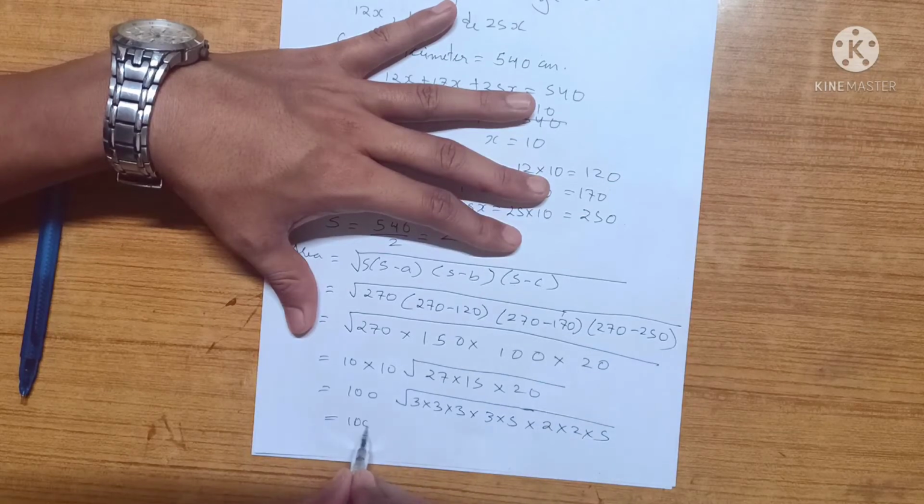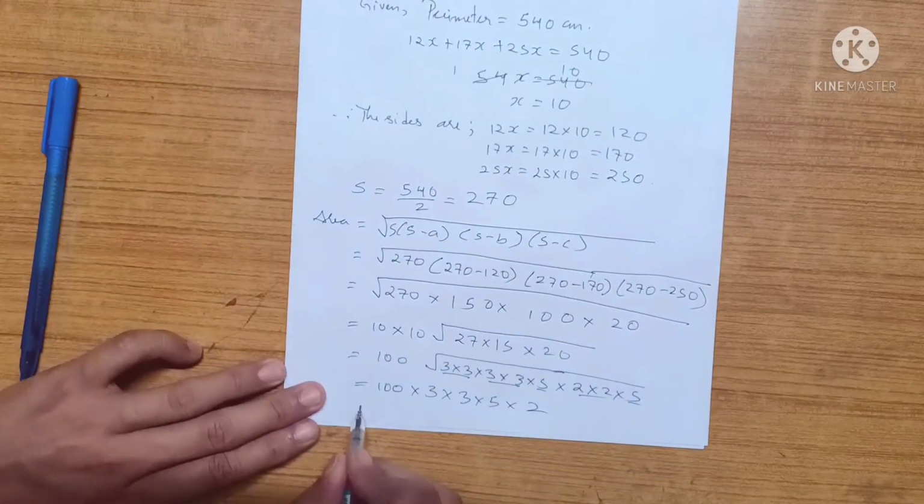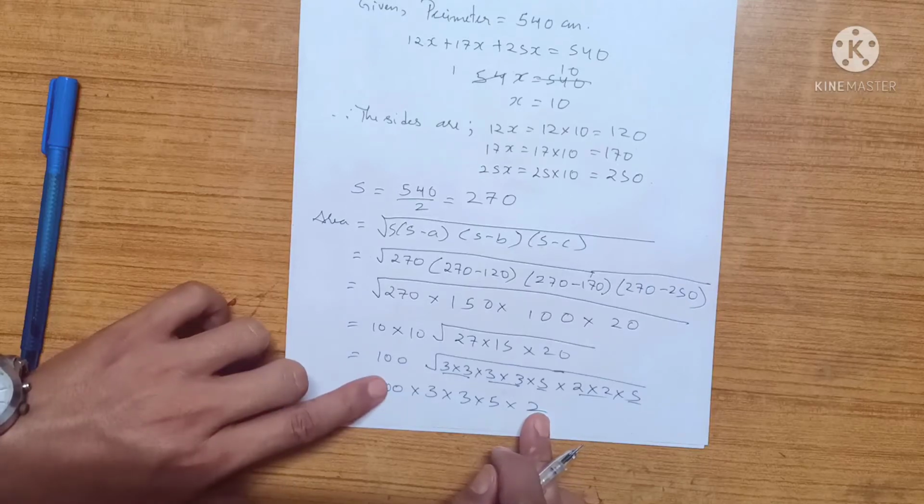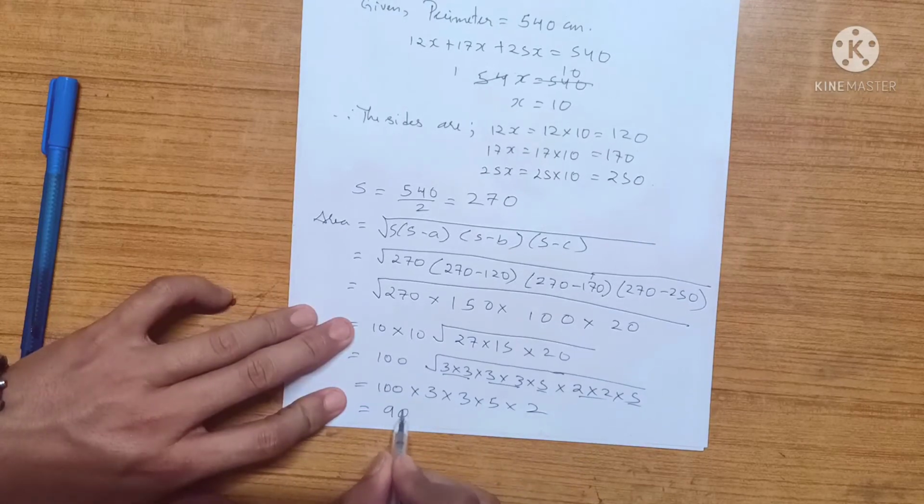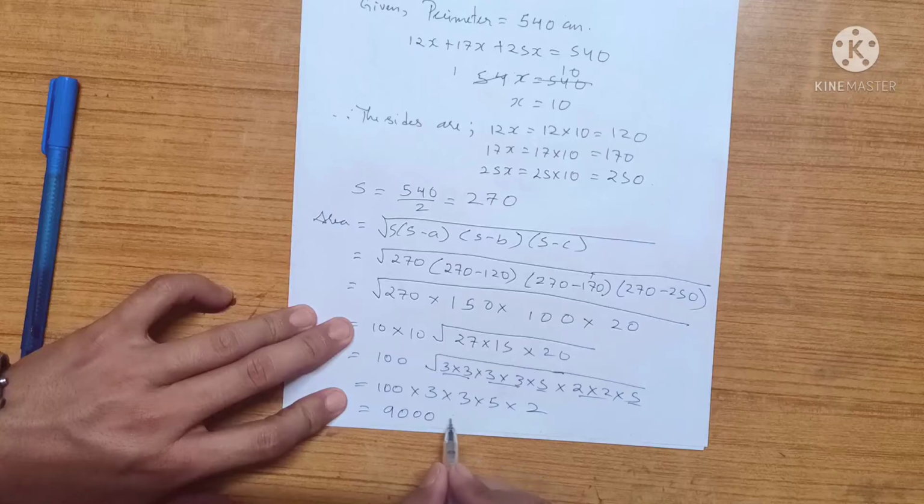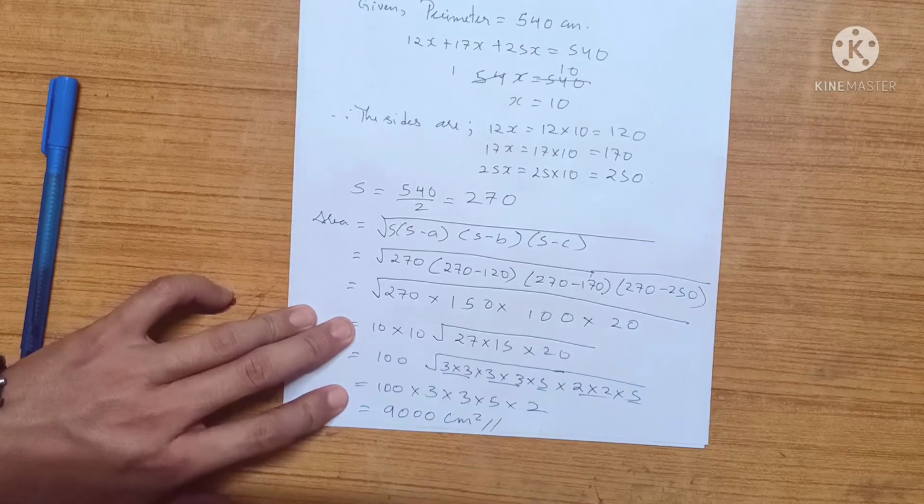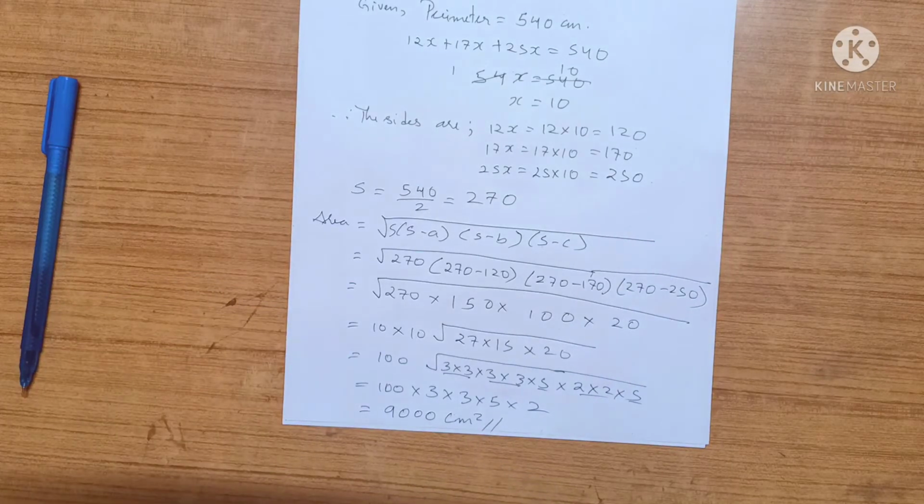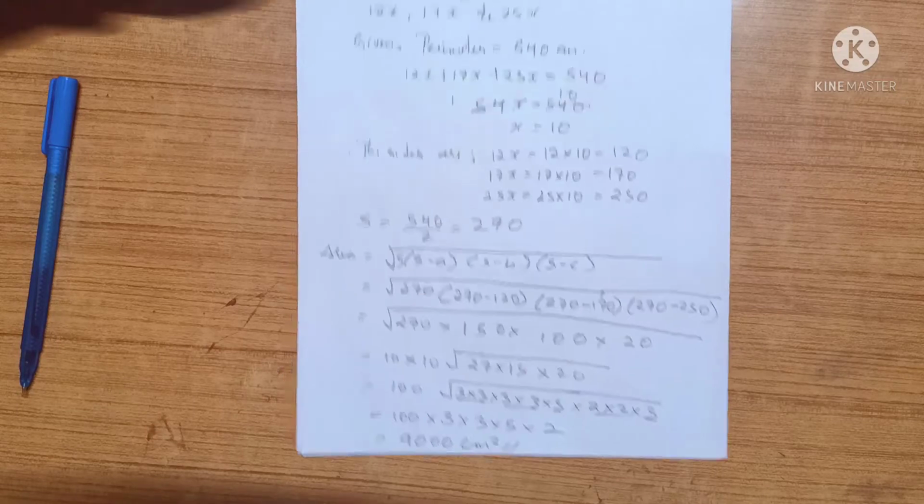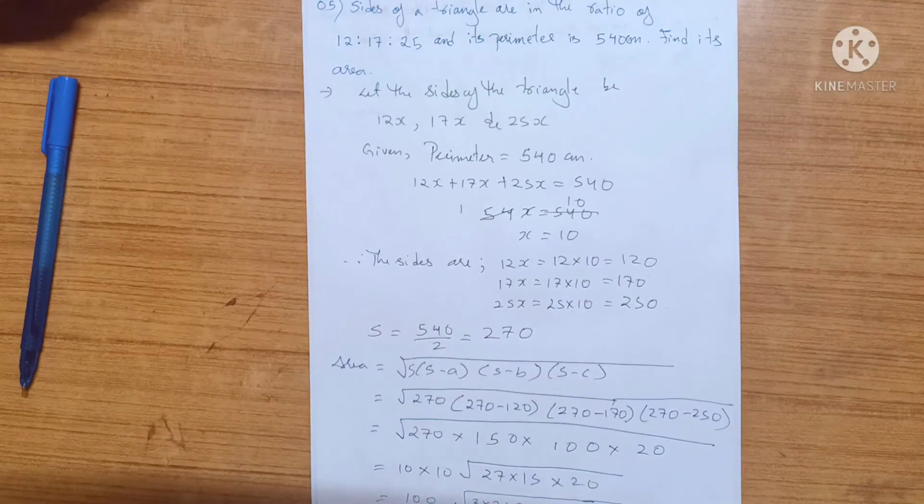So we're getting 100 into these two 3s together 3, this 5 and this 5 together 5, and these two 2s together 2. So 5 2s are 10, so 1000, and 3 2s are 9. So the area is 9000 centimeter square. I guess that's it. Just write that part.